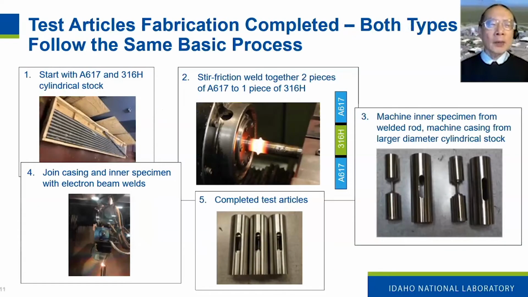This is how the test articles are fabricated. The process is the same for the large and the small test articles. We use alloy 617 and 316H bar stock. Then they are welded together by friction stir welding. The inner test piece and the outer casing are machined to dimensions. And finally, the inner piece is inserted into the outer casing, and the ends are welded together using E-beam welding. And a completed test article is shown in figure 5.